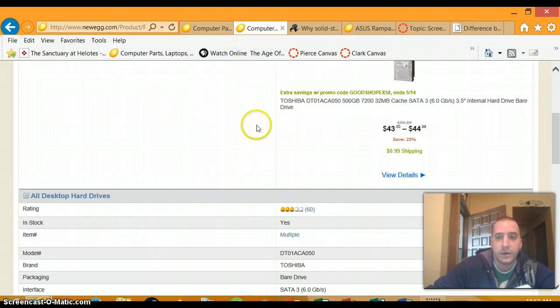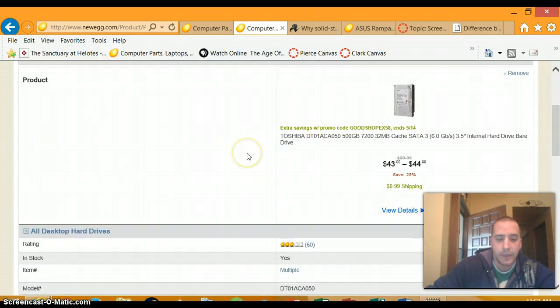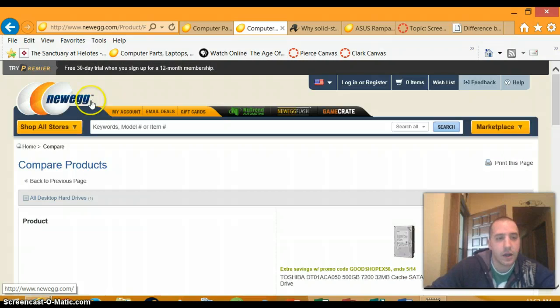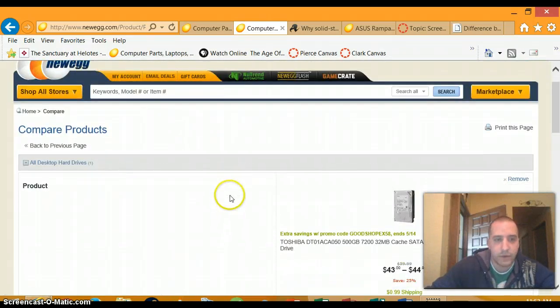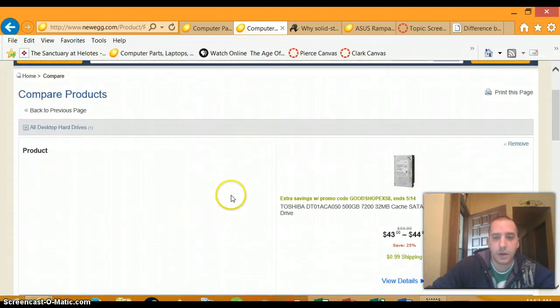Let's first talk about this hard disk drive. The similarities will be interface, the capacity, the manufacturer, customer ratings, and the condition of the hard drive. So here I am at newegg.com again, one of my favorite websites that I use a lot of times when I'm just building rigs or gaming desktops.